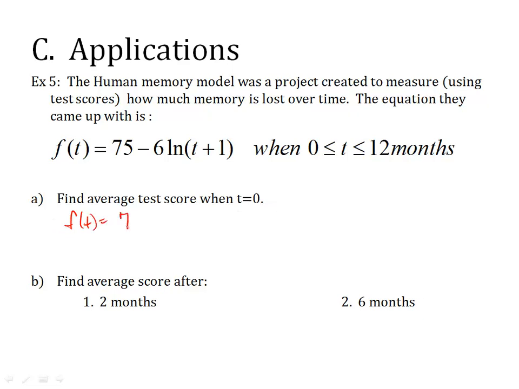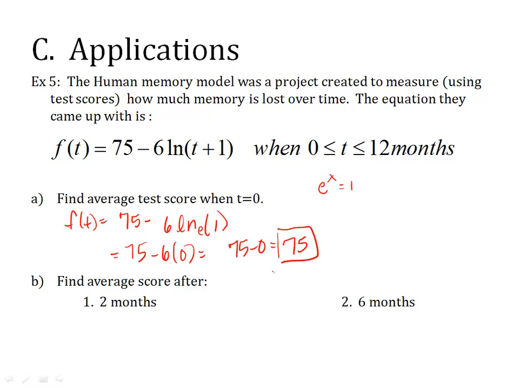F of t equals 75 minus 6 natural logs of 0 plus 1 is 1, right? All right, so let's just solve this. You know the properties. Let's see, this is base e. So this is saying e to what power is 1? Well, using those properties, we remember that e to the 0 power is a 1. So I have a 6 times 0. So that's negative 6 times 0 is 0. So 75 minus 0 is 75. So at the very beginning, the average score of the test was the 75. That's what you should take from that.